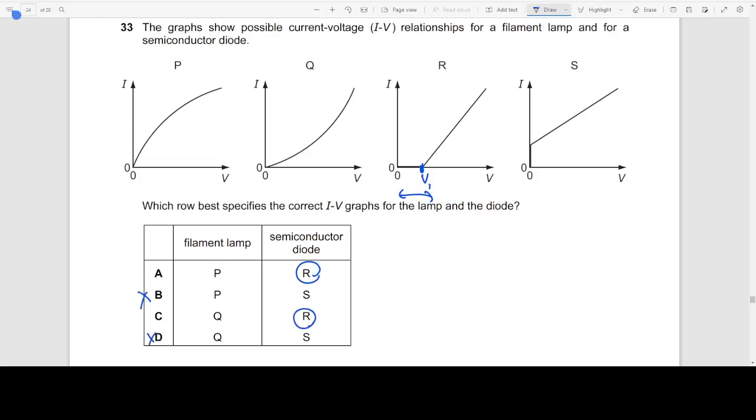And if you check your textbook, this is actually a part you'll have to memorize. For the filament lamp, this is the relation between I and V, P. So Q3 is going to be A.